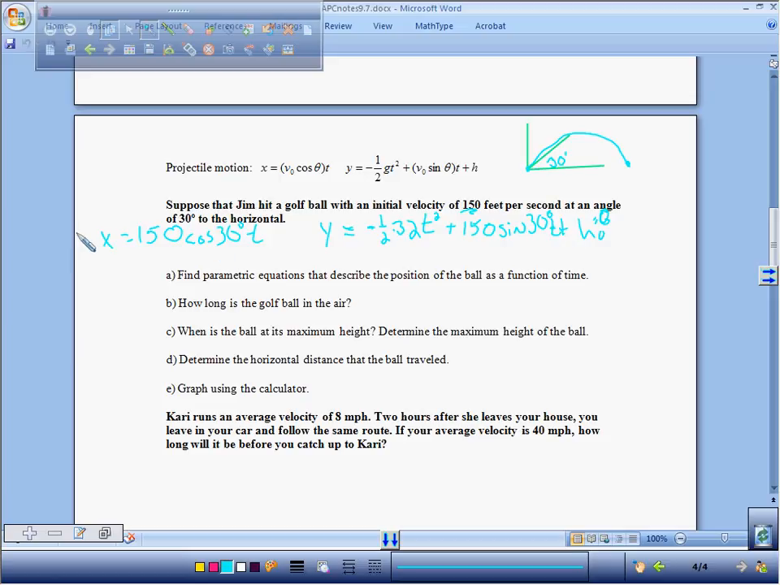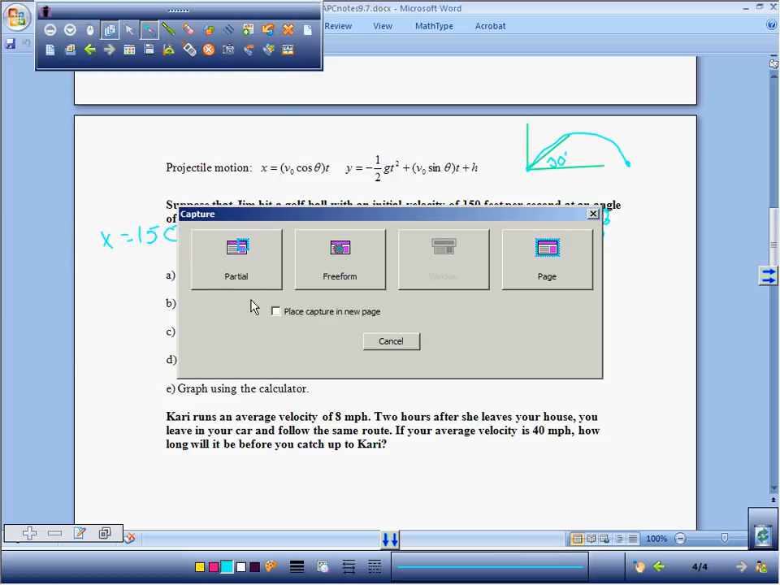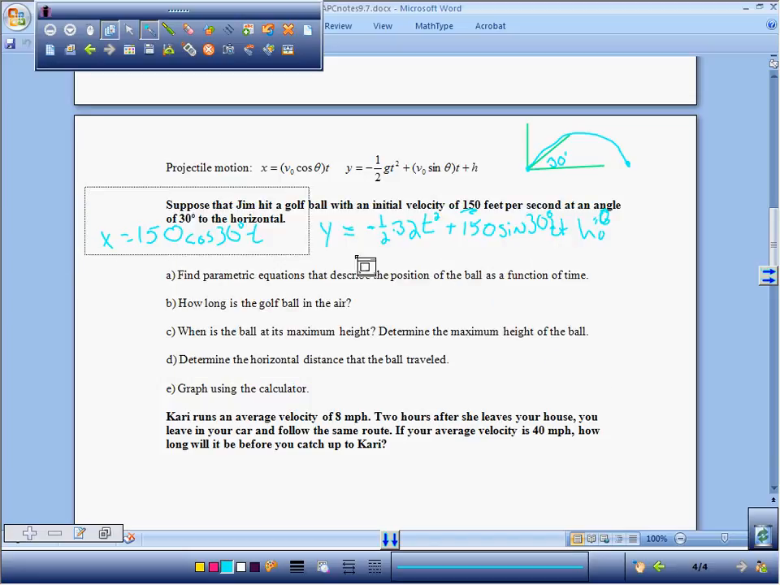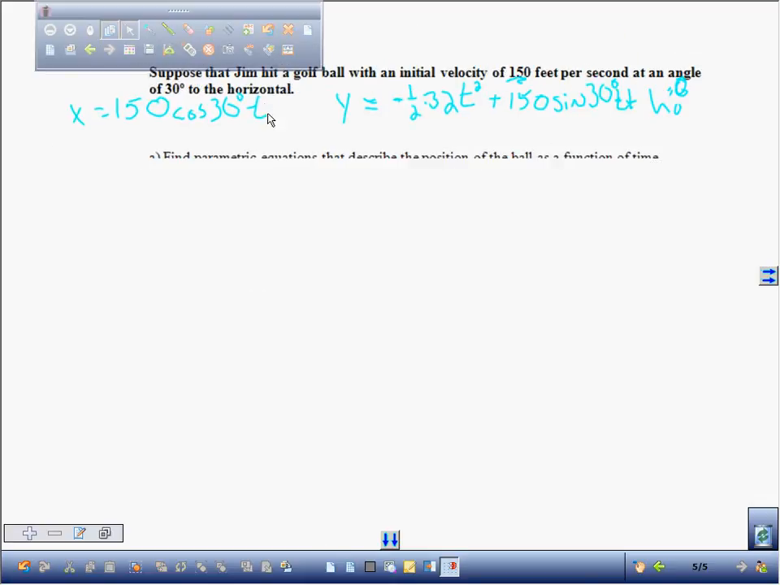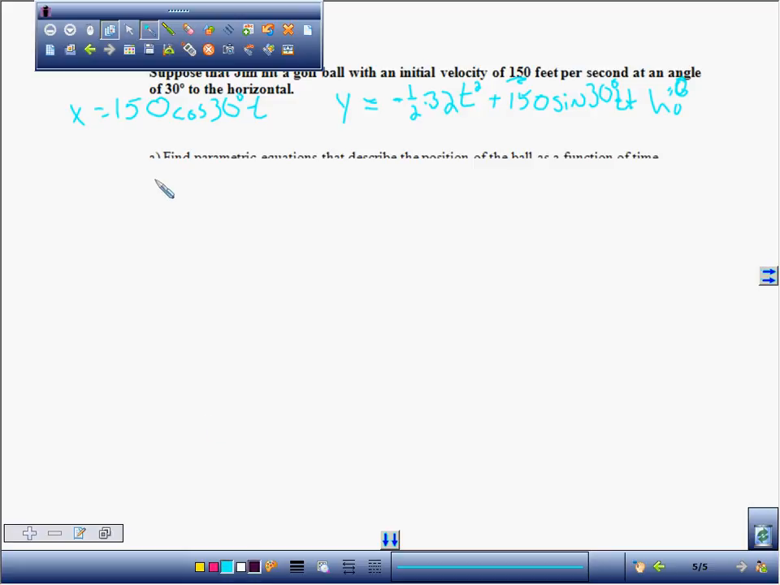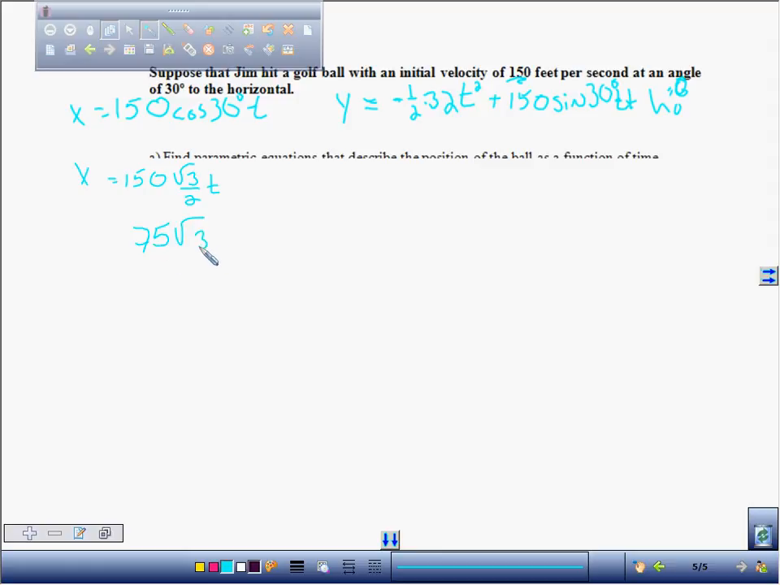Now simplifying these, I'm going to grab this so I can simplify this a little bit. Simplifying these two things, I want to finish this problem. So if I simplify this, I get that, let's change colors. So x is 150 cosine 30. Anyone remember what cosine 30 is? Root of 3 over 2 t, which is the same as 75 root of 3t. That's x equals.